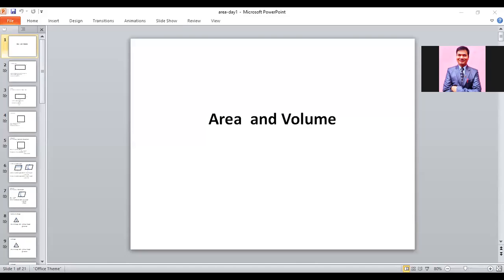Okay, today's topic is area and volume, and I am going to explain how to find the area and volume of the given figures. First we are talking about area only. I'm explaining about area only.